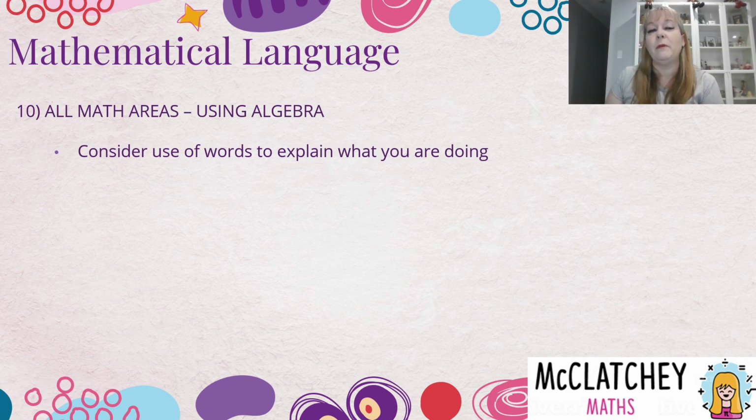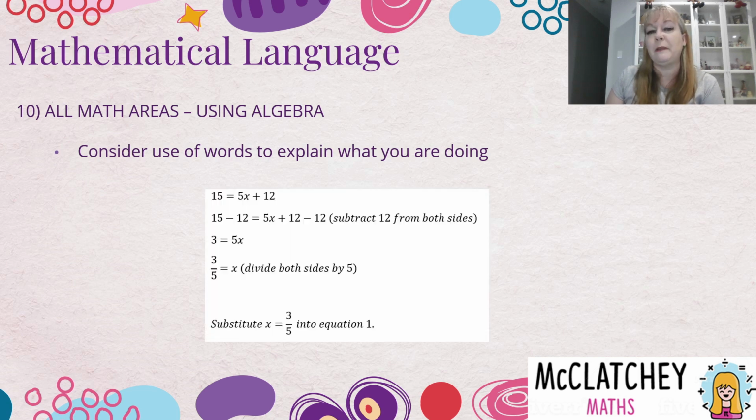If we're using algebra, like solving equations or simultaneous equations, we should consider words to explain what we're doing. Now here I've got a student who is solving an equation and they've put in brackets what they're doing, and they're about to use this information in another equation. They're solving simultaneous equations here, so they've put some words here. Substitute this into equation 1. So this linking language is really important, particularly for algebraic techniques.